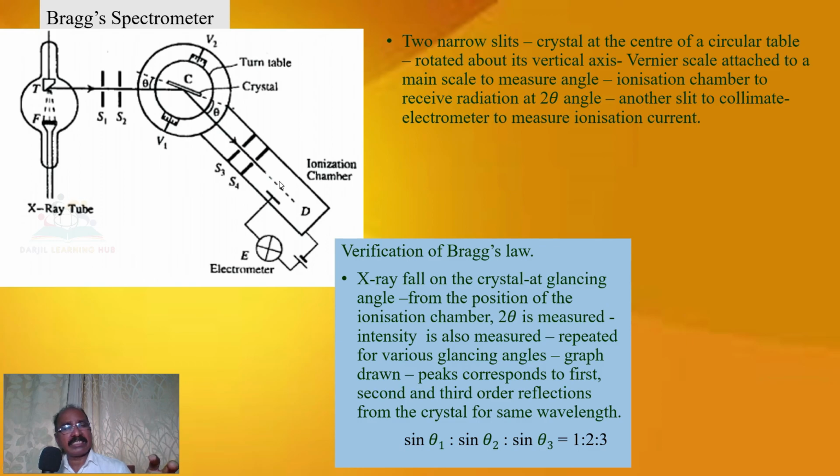Now this Bragg spectrometer can be used to verify Bragg's law. Bragg's law is 2d sin theta equals n lambda. Whether it is true, we would like to verify it. Therefore, X-rays coming out of the Coolidge tube will fall on the crystal placed at an angle of theta. From this angle of theta, we have the ionization chamber at an angle of 2 theta. The intensity of the X-rays can be measured.